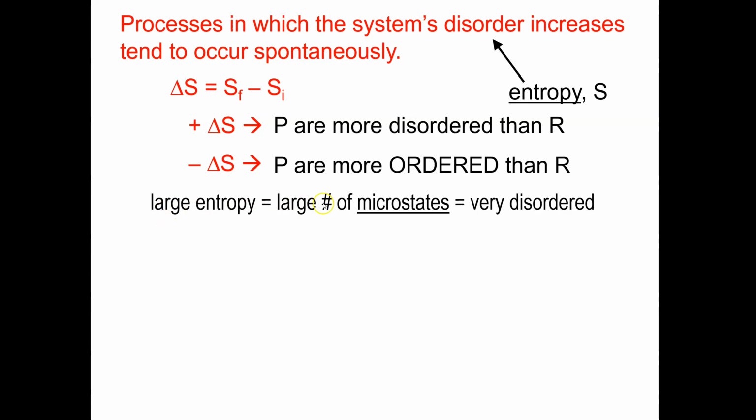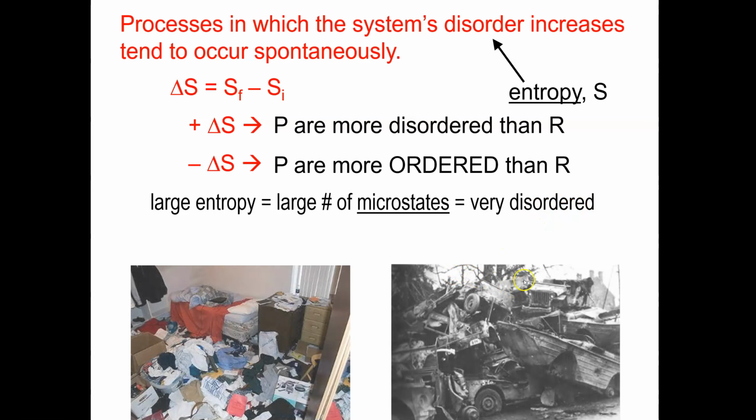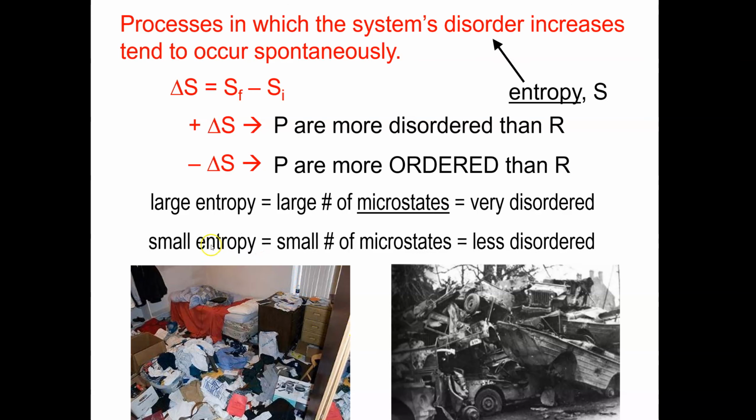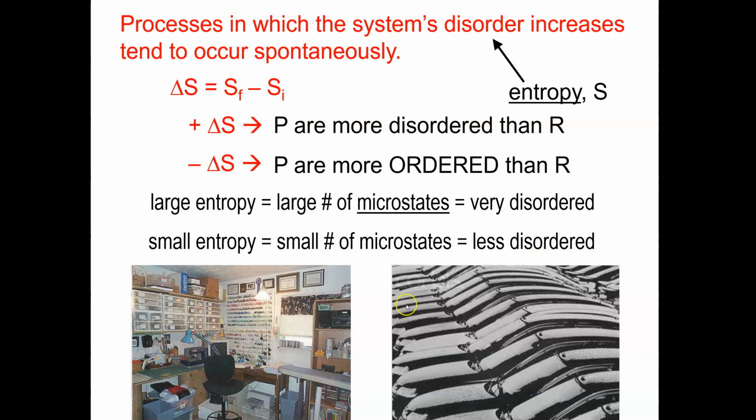Usually a large entropy means a large number of what we'll call microstates, which is very, very disordered. We can picture this as a messy room, and cars that are oxidizing, rusting and degrading over time. This basically means we are having more disorder. A small entropy generally means there are fewer microstates and it is less disordered. Let's switch the picture here. This is a picture of a more ordered room and more ordered cars.